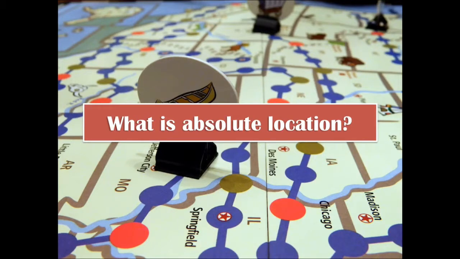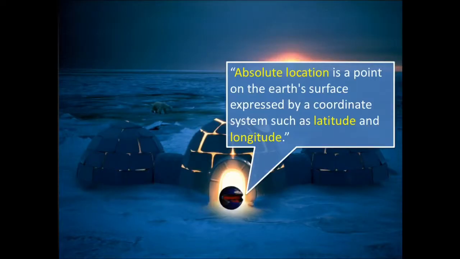Today we're going to talk about longitude and latitude, but first of all, let's identify absolute location because this is connected with longitude and latitude. So what is absolute location? Absolute location is a point on the Earth's surface expressed by a coordinate system such as latitude and longitude. It may also be called a mathematical location. So look for absolute location, latitude and longitude, or possibly mathematical location.